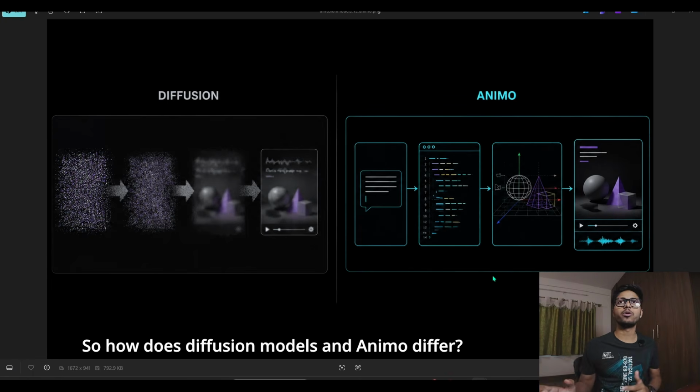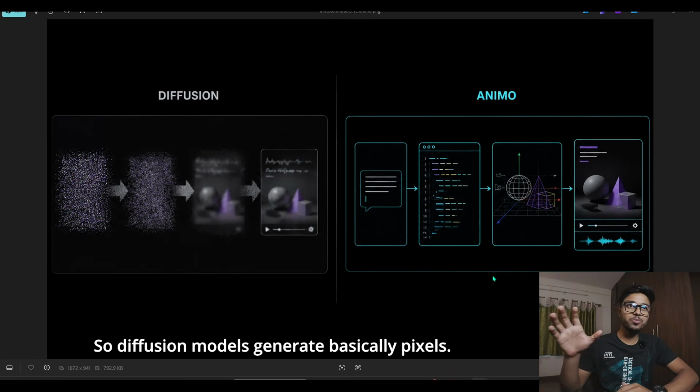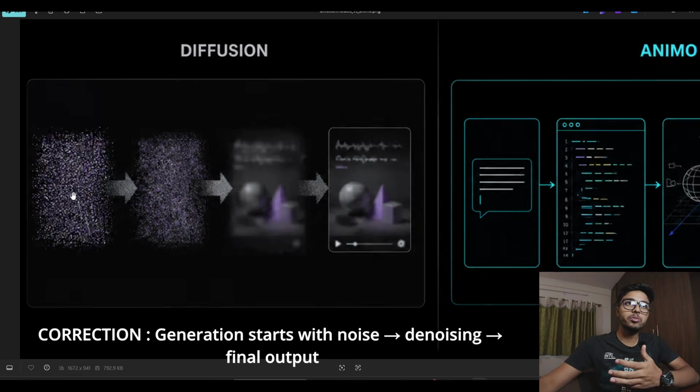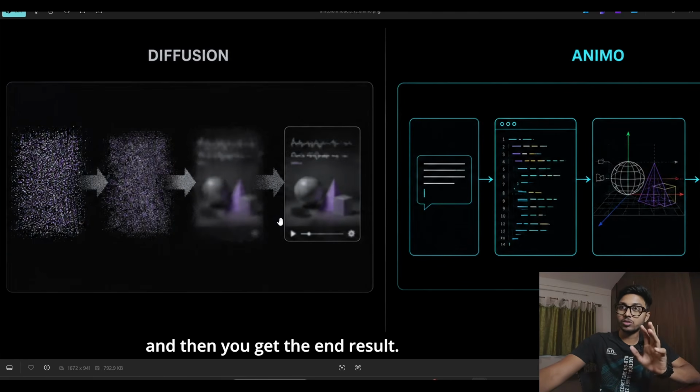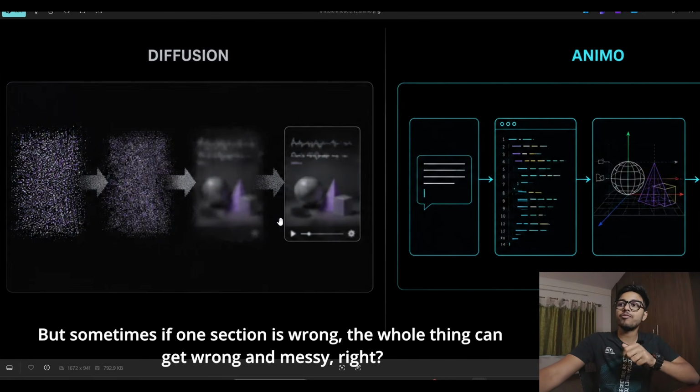So how do diffusion models and Animo differ? Diffusion models generate basically pixels. They start by adding some noise, and then a little bit more noise, and then you get the end result. But sometimes if one section is wrong, the whole thing can go wrong and messy, right?